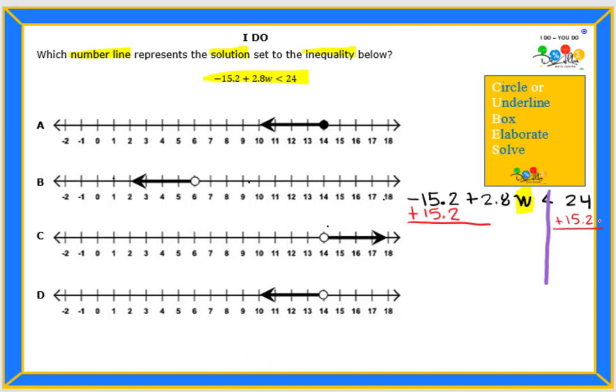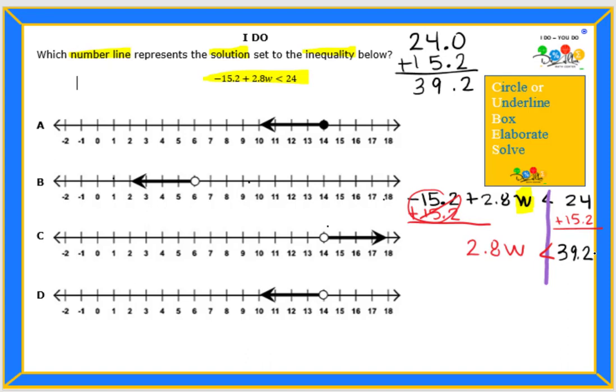Now we want to be very careful right here because we know this is going to turn into 0, and we're going to bring down the 2.8w. We have our symbol. But over here, 24 and 15.2, remember that when we have decimals, we have to make sure we're lining up the decimals. So the 24 is a whole number, so it would be 24.0. And then the 15.2 would look like this. We have to make sure we're lining up those decimals before we add. And so when we do that, we get 39.2. So that would be the sum of those two numbers.